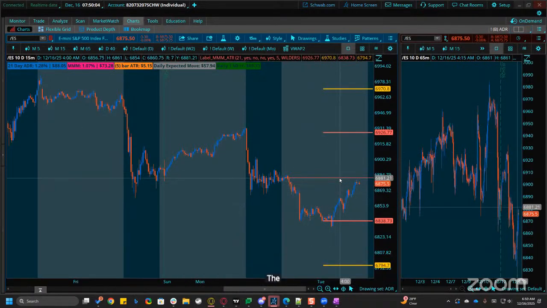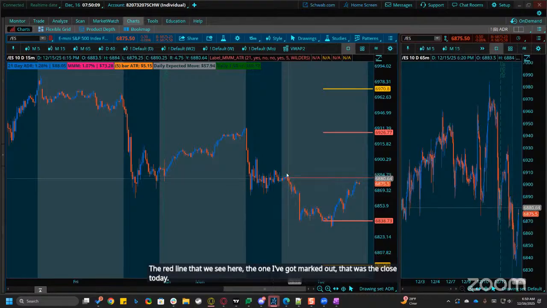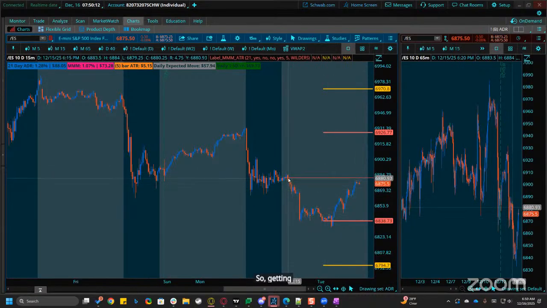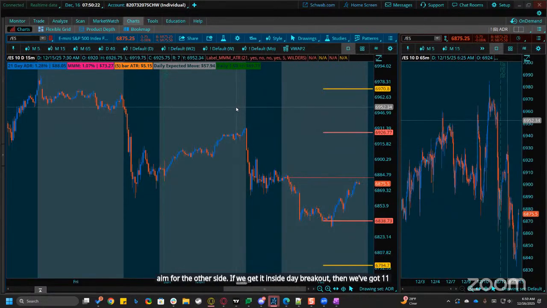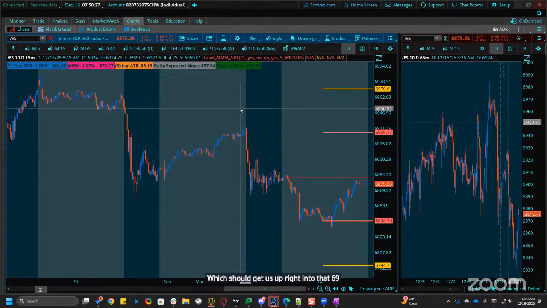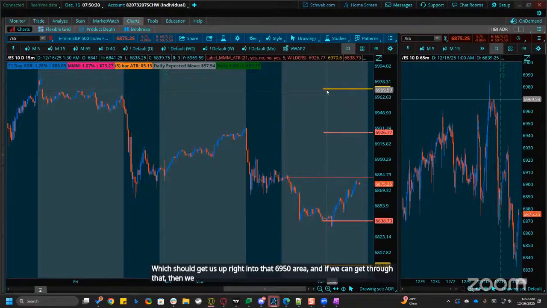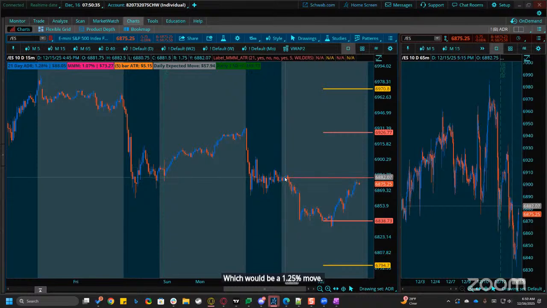The red line that we see here, the one I've got marked out, that was the close today or last night. So getting back to the close is a good start. If we can get through that, we can aim for the other side. If we get an inside day breakout, then we've got 111 and 1236, which should get us right up into that 69.50 area. And if we can get through that, then we've got the full ADR today, which would be a 1.25% move from the close last night, around 88 points.